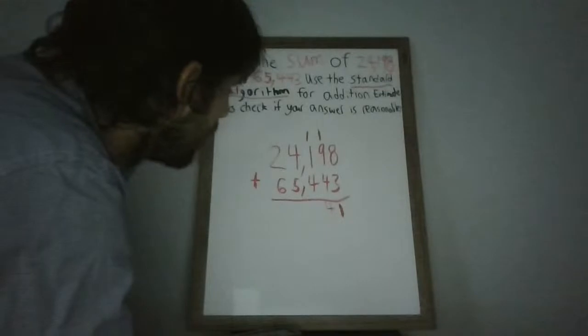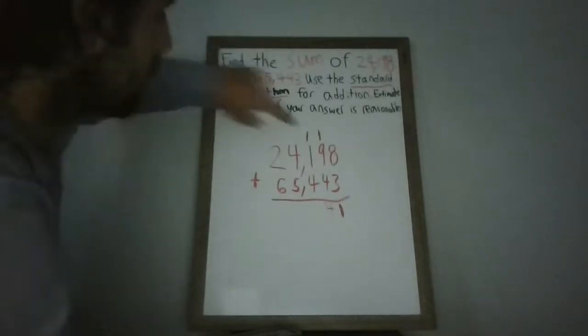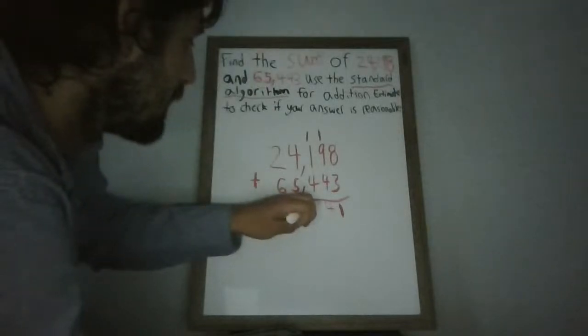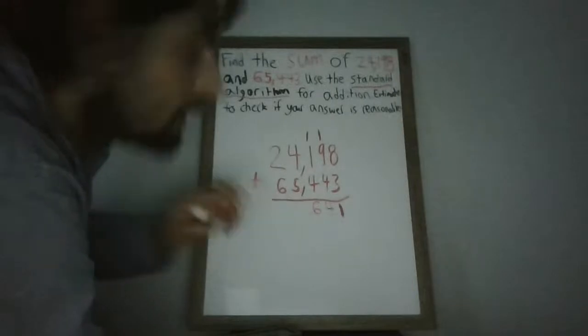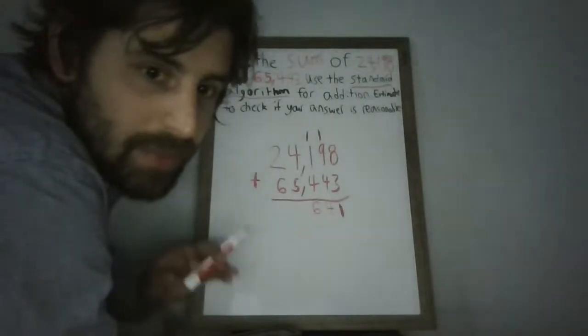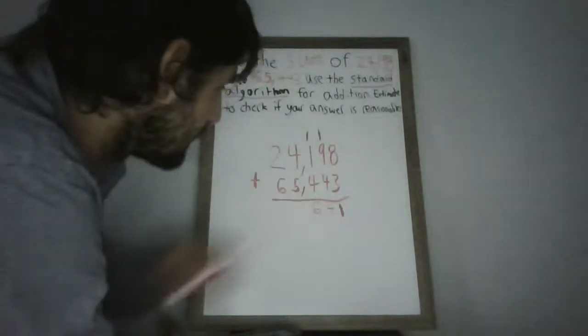All right. 1 plus 1 plus 4. 1 plus 4 is 5, plus the one that we carried over is 6. Now, since the sum is less than 10, we do not need to regroup in the hundreds place. We can just leave that as is.